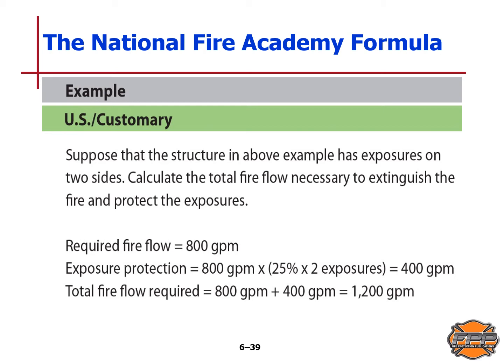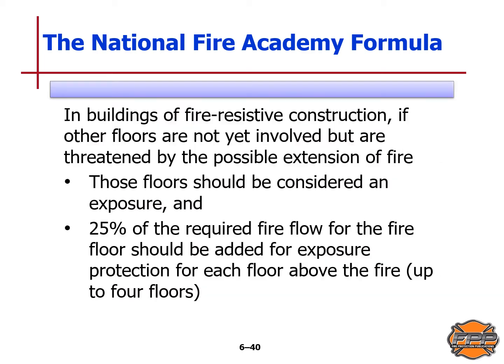So the required fire flow is going to be 800 gallons per minute. And the exposure protection is 800 gallons per minute times 25% times 2 exposures. So 25% of 800 times 2 is 400 gallons per minute. So total fire flow required for your fully involved floor plus the 2 exposures is 800 gallons per minute plus 400 gallons per minute. It gives you 1,200 gallons per minute. This is very simple and straightforward.